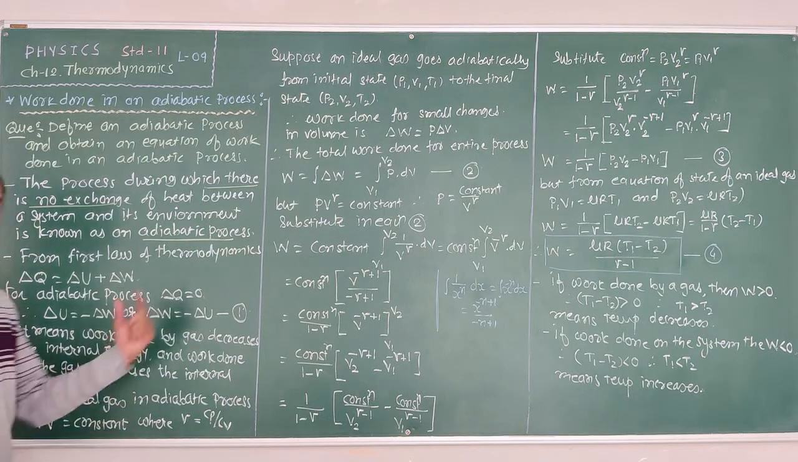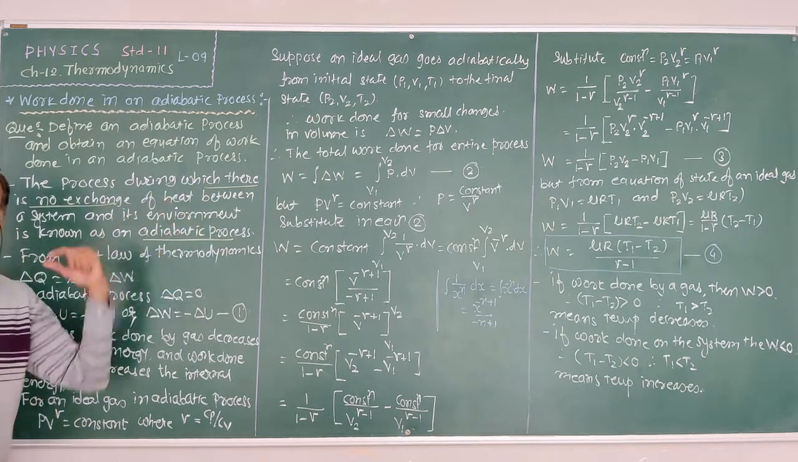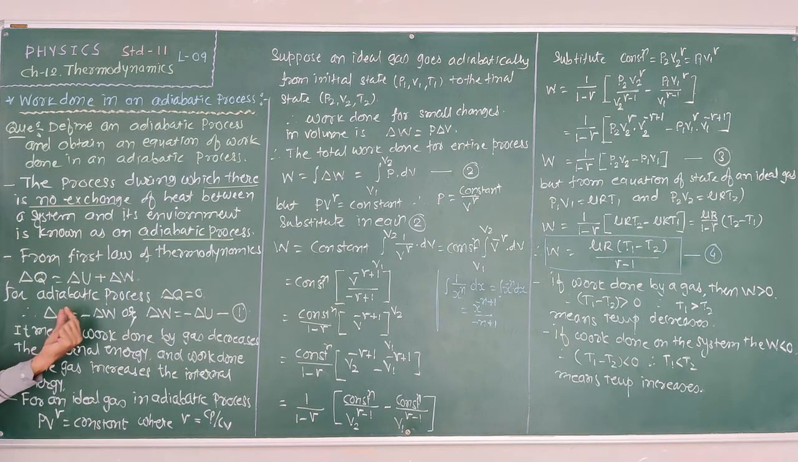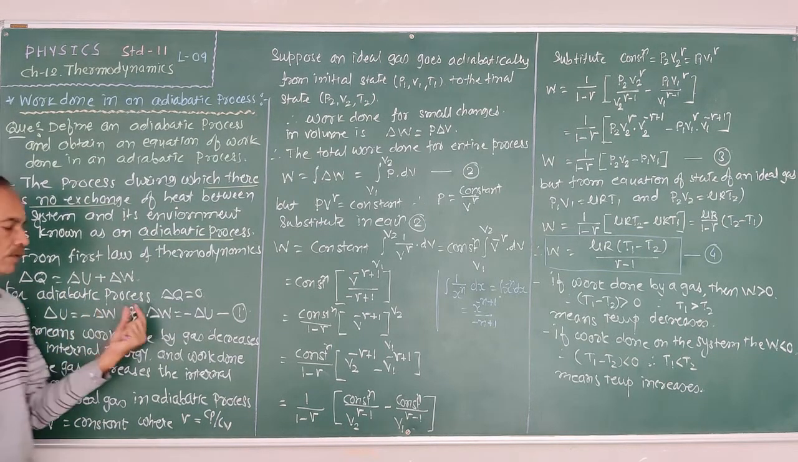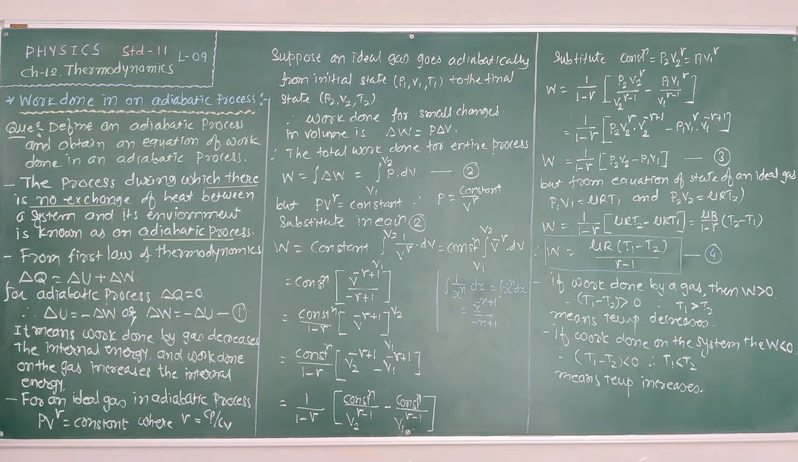Now, from the first law of thermodynamics, delta Q is equal to delta U plus delta W. For adiabatic process, exchange of the heat is zero. That means delta Q is equal to zero. It means delta Q is equal to 0 is equal to delta U plus delta W. It means delta U is equal to minus delta W, or delta W is equal to minus delta U.